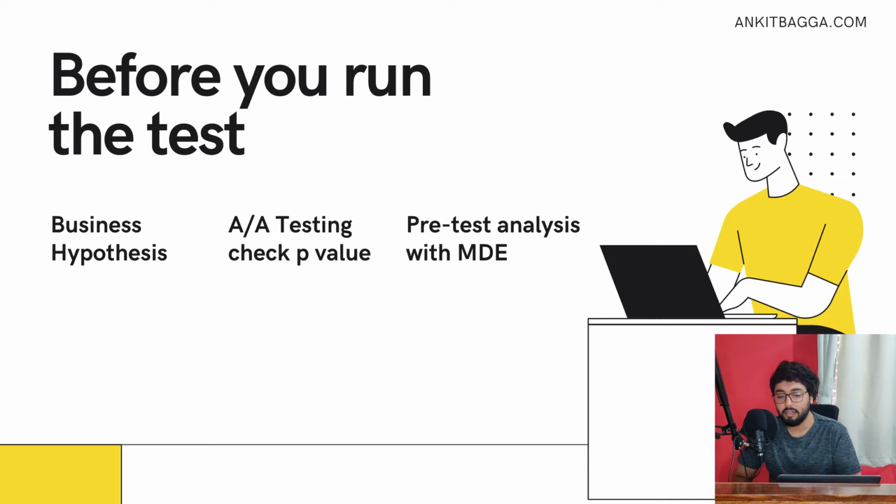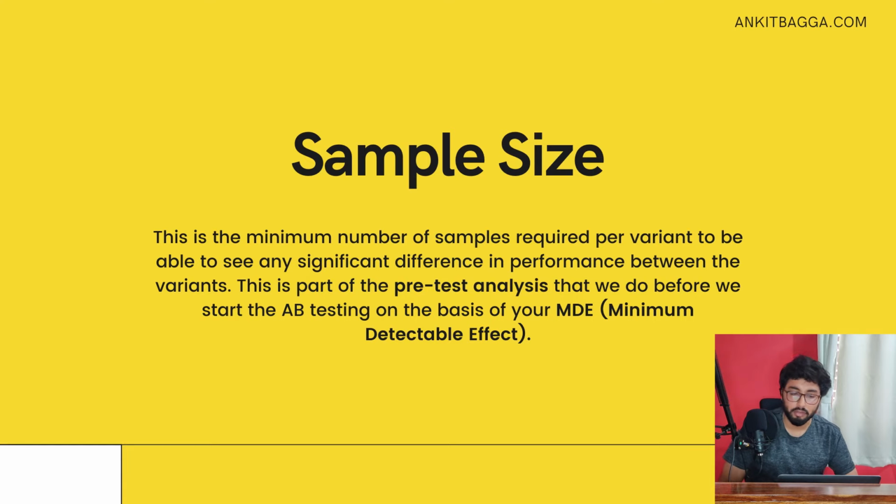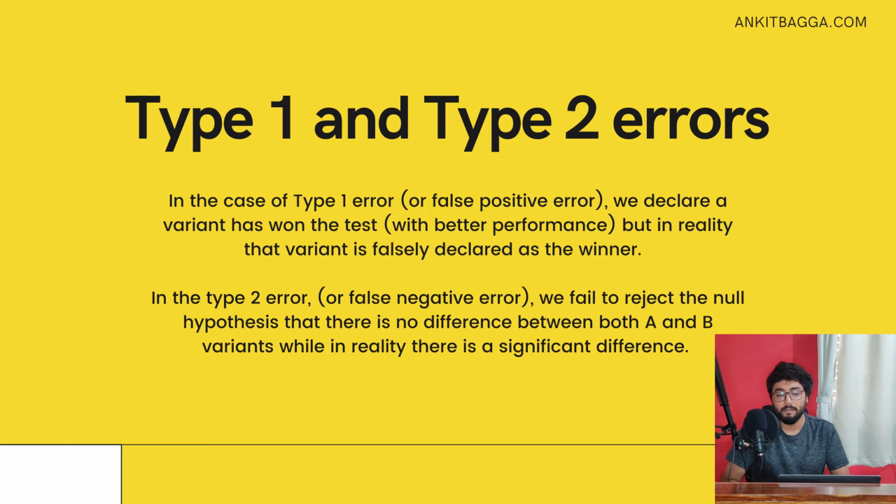The first thing when talking about some of the common pitfalls that marketers fall into is the sample size. Sample size is nothing but the minimum number of samples that you require per variant to be able to see or assess any significant difference between the performance of the control and the test variant. As I said before, this is a function of the MDE, the minimum detectable effect. And once you know the sample size, you should be able to figure out the period of the test.